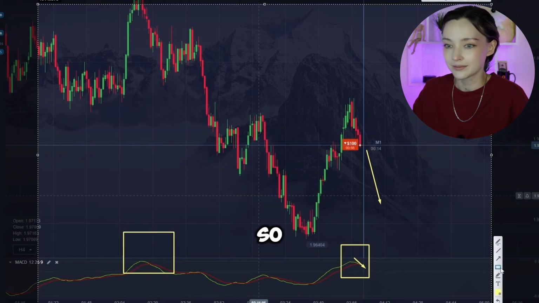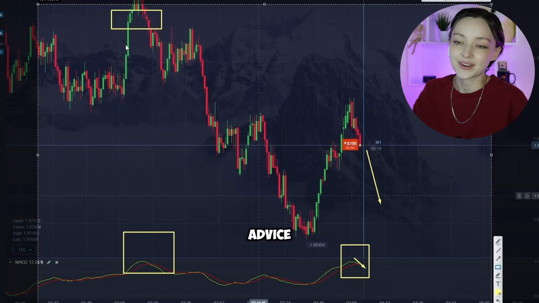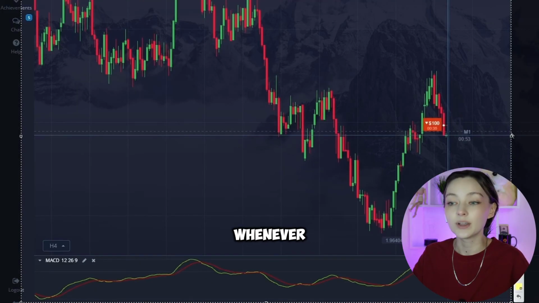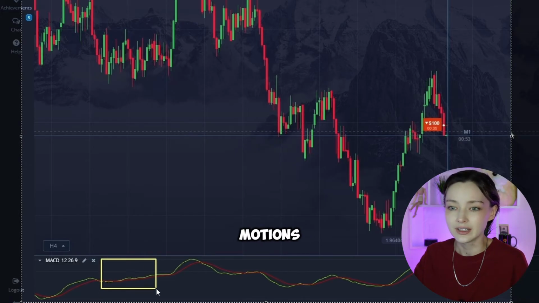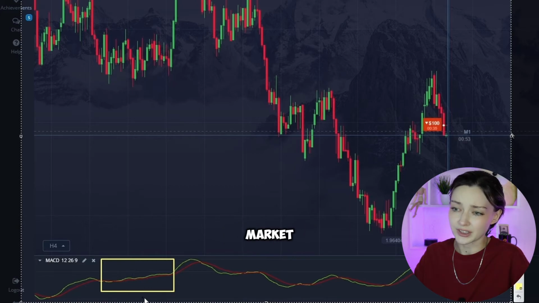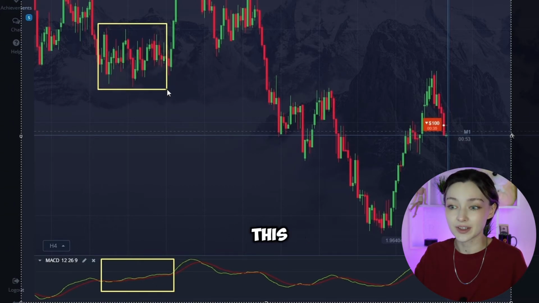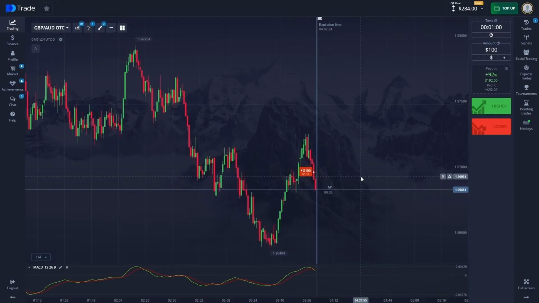Just look at it. So yeah, another advice I'd like to give you guys: whenever the indicator displays a bunch of chaotic motions, just like it's happening right here, we want to avoid entering the market. Look what was going on in the chart when the indicator showed this chaotic price motion.